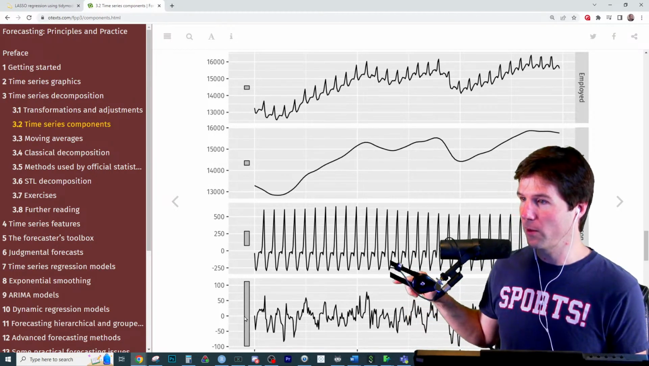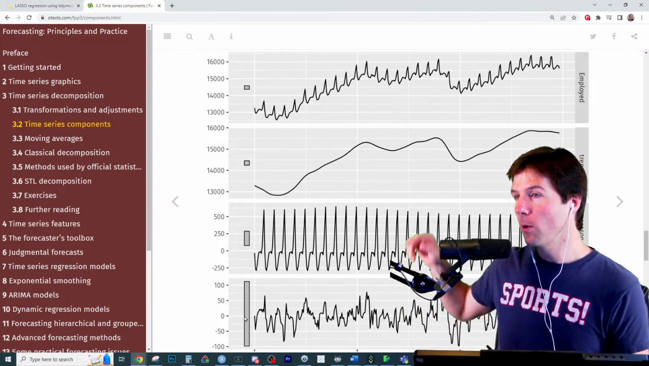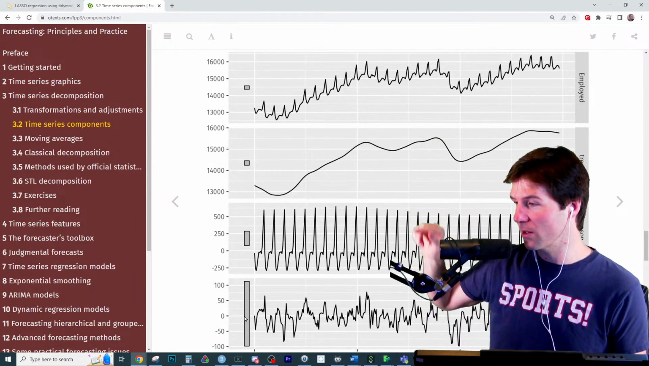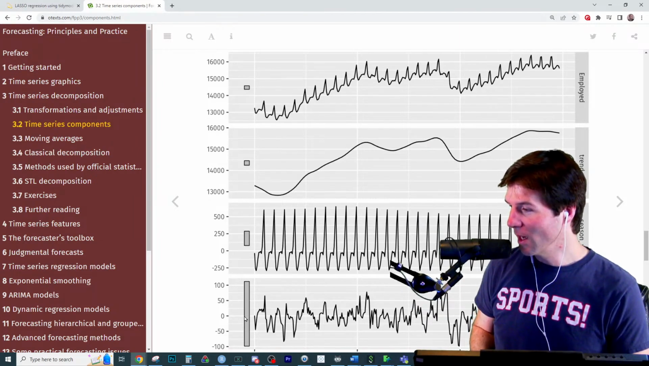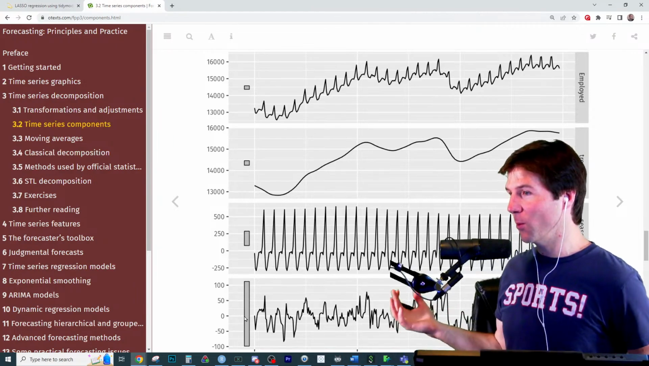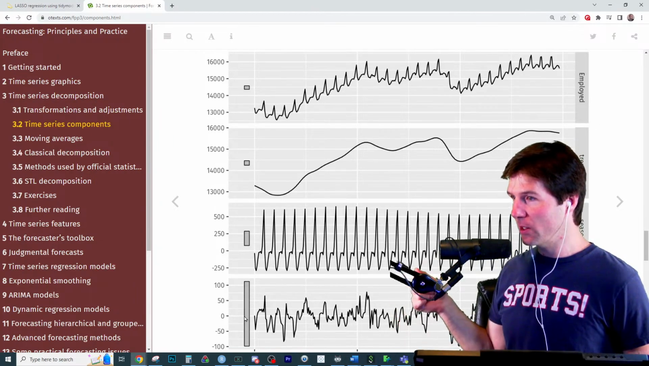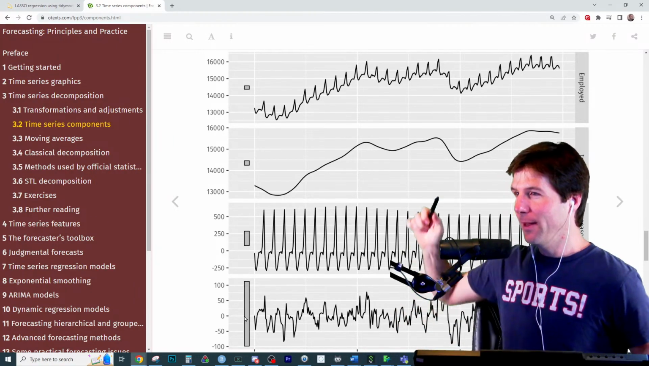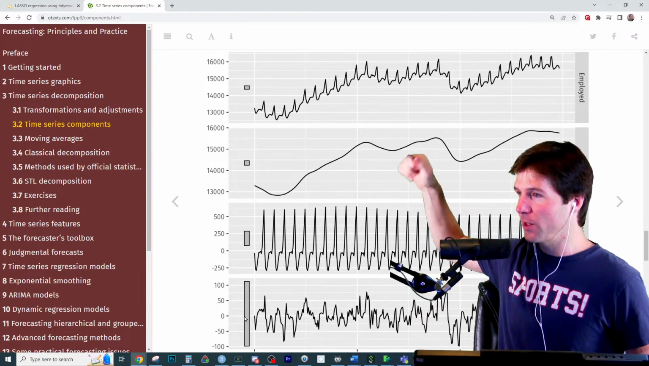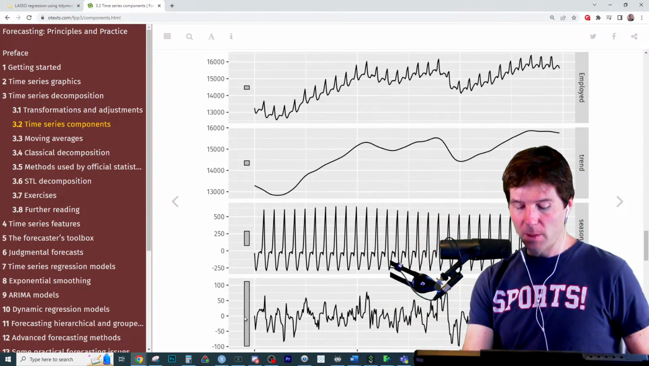Also look at the scale on the remainder. It goes from 100 to negative 100, where the scale on the trend cycle goes from 16,000 to 13,000. Yeah, exactly. And so it's pretty cool to look at this and see what makes up your series, that there's a seasonal pattern that is a good portion of it. Then there's the trend cycle, which is the biggest component of it. So that sort of increase, kind of a little bit of a flow, is the biggest component.